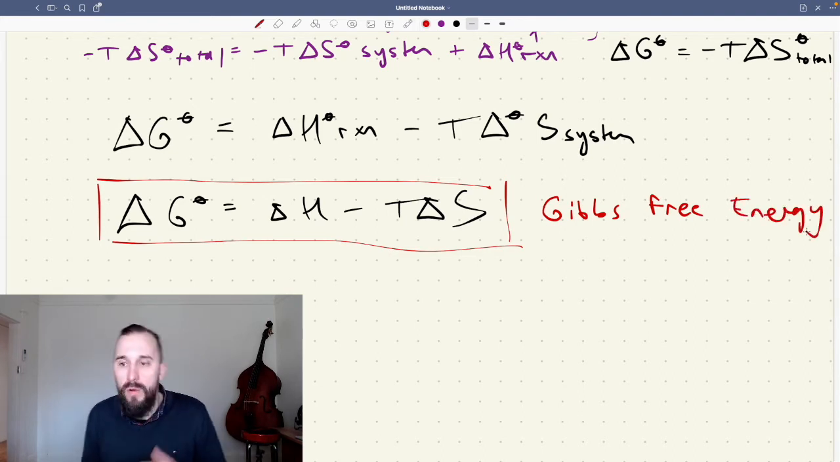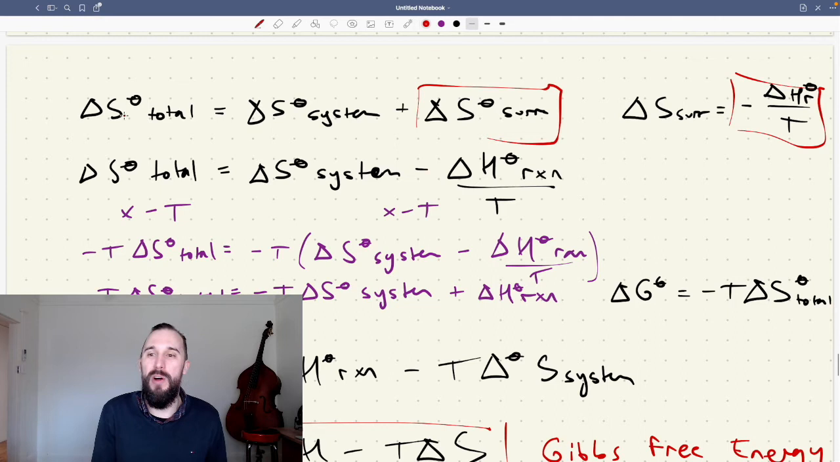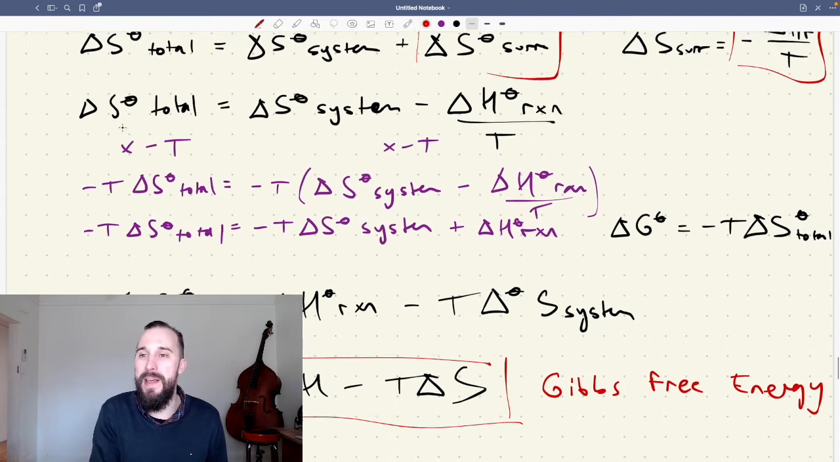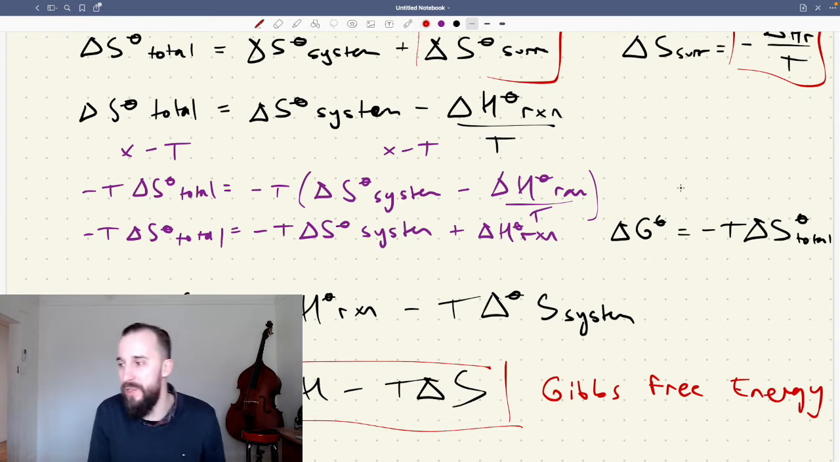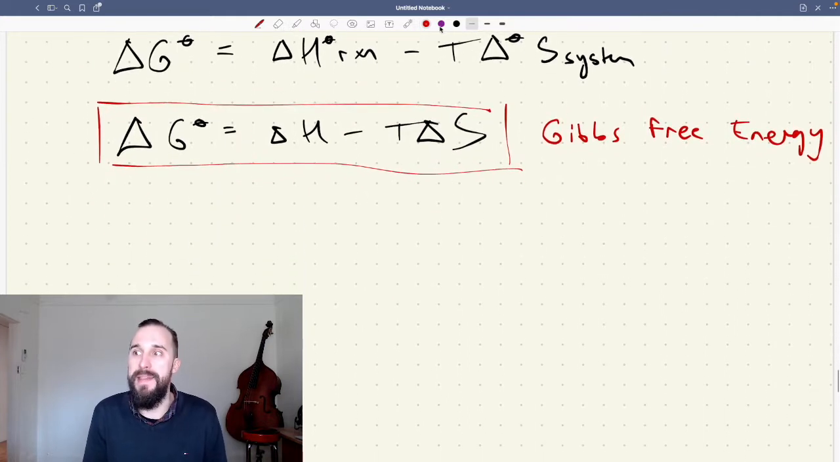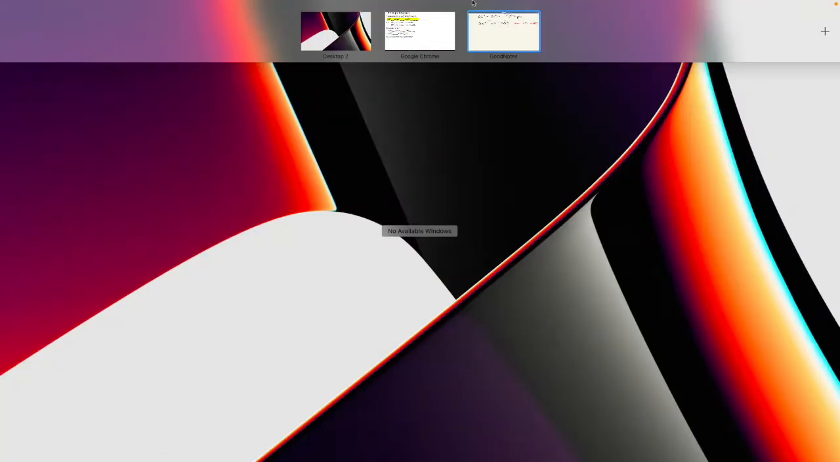Very, very useful. Why have we done this? Well, we've gone from looking at the total entropy change of both the system and the surroundings to mathematically linking our entropy changes with our enthalpy changes. And then through that, we've just looked at the system. By introducing this idea of Gibbs, we're now just looking at our chemical reaction. So if we know the enthalpy change of the reaction, and if we know the entropy change of the reaction, which we can very much do, we can calculate this value for Gibbs free energy. And we'll talk about what that means momentarily.